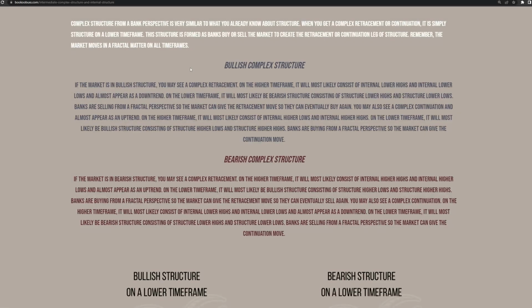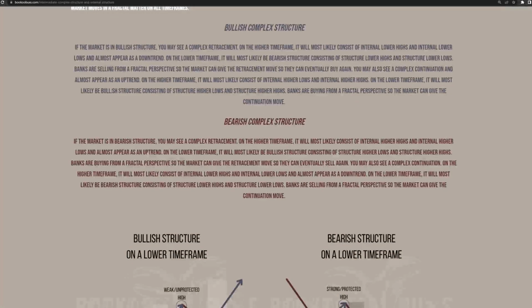Bullish complex structure. If the market is in bullish structure, you may see a complex retracement. On the higher time frame, it will most likely consist of internal lower highs and internal lower lows, almost appearing as a downtrend. On the lower time frame, it will most likely be bearish structure, consisting of structure lower highs and structure lower lows. Banks are selling from a fractal perspective, so the market can give the retracement move so they can eventually buy again.